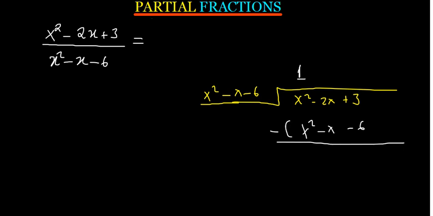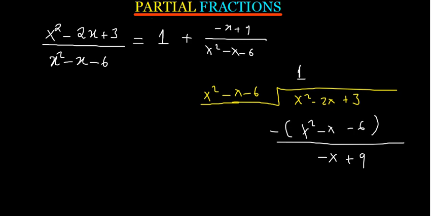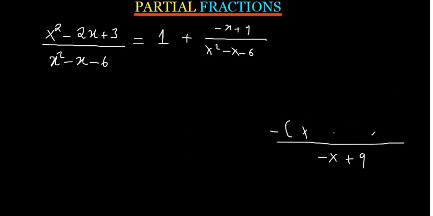And then you subtract. x squared minus x squared is 0. Negative 2x minus negative x will be negative x. And then 3 minus negative 6 is going to be a positive 9. Meaning that if you divide what is on top by x squared minus x minus 6, the answer is going to be 1, plus the remainder we are left with, negative x plus 9, over the divisor x squared minus x minus 6. Are we okay?